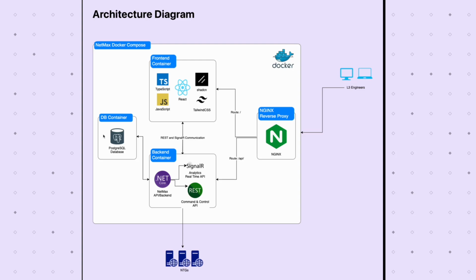Finally, the backend connects to a Postgres database that we use for storing tests, storing profiles, and everything else that the project needs to remember over long periods of time is stored in the database. Finally, the backend communicates with network traffic generators like T-Rex we showed in the demo. And that is the overall architecture of NetMax.